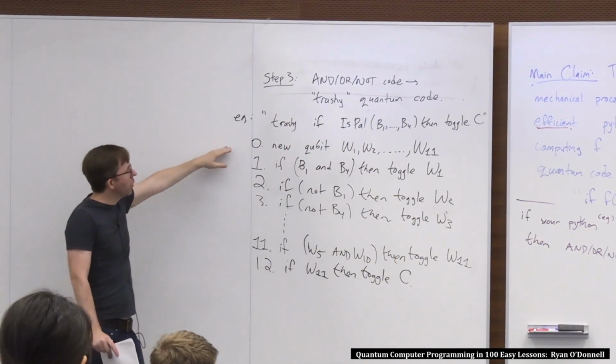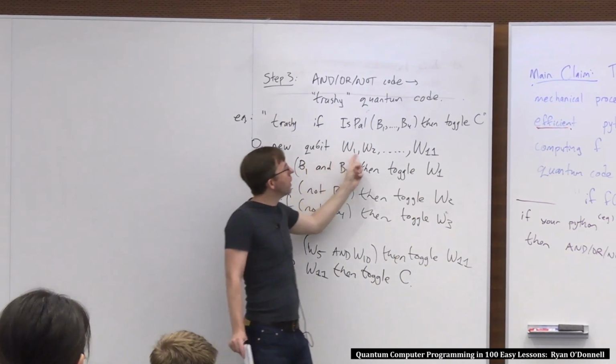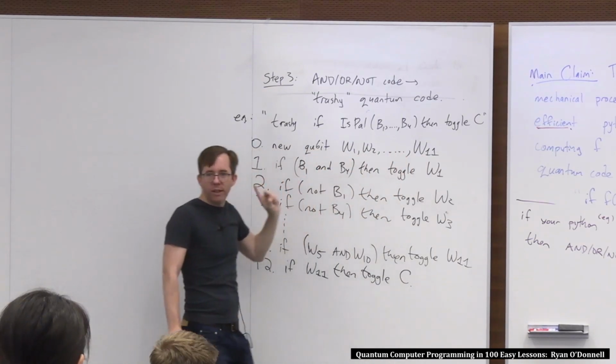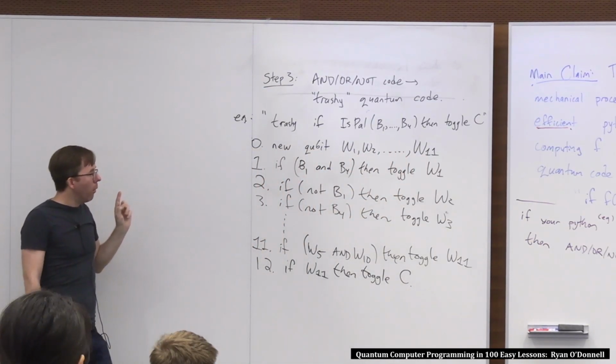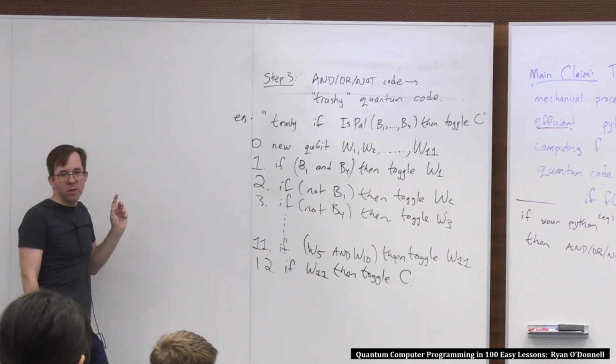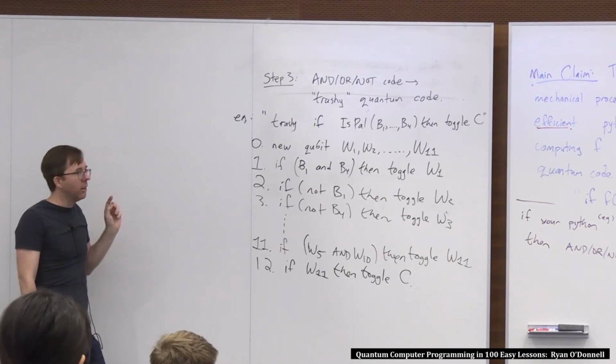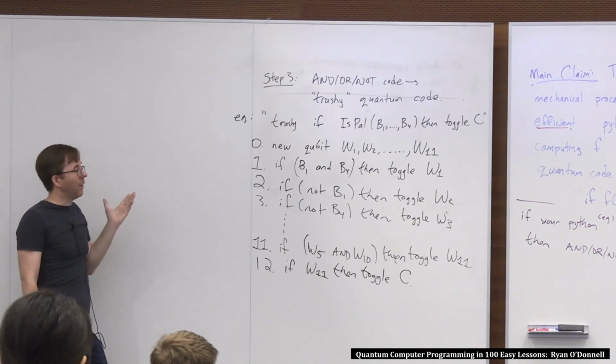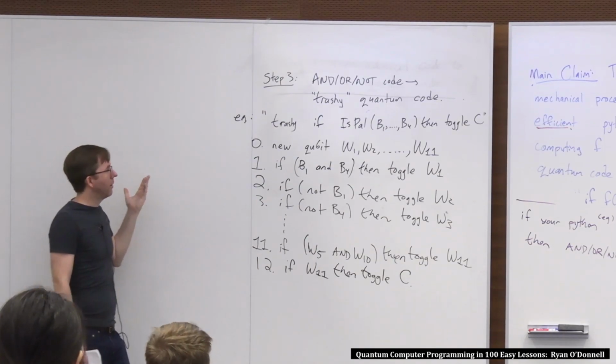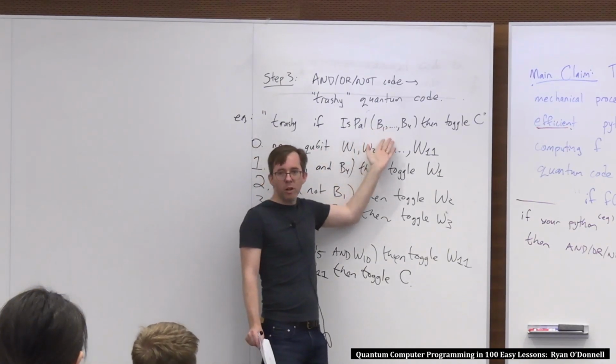But there is one more additional twist, which is that all these qubits, W1 through W11, now exist. Moreover, if I asked you, what are the values of W1 through W11, you'd be like, I don't know. They have some weird values that depend on what all these bits were.